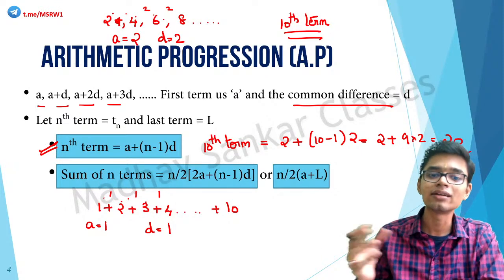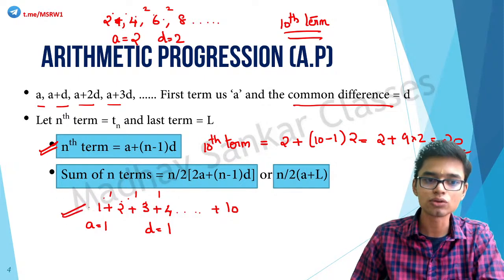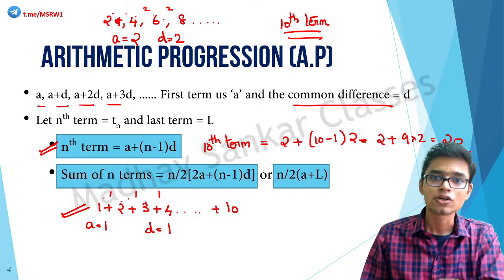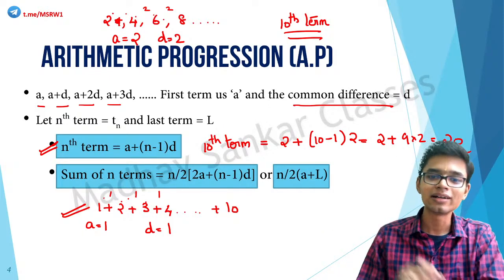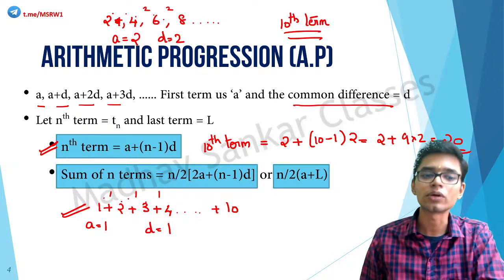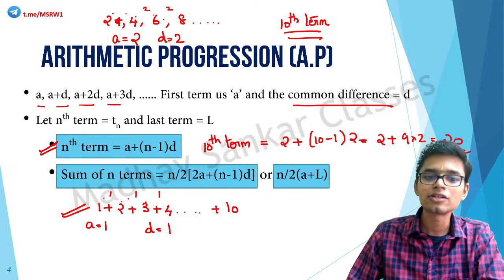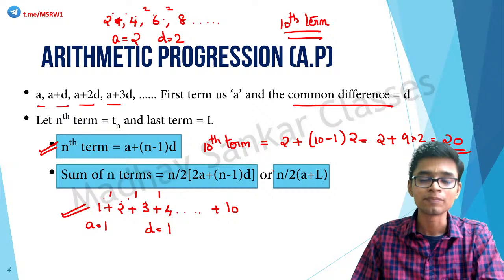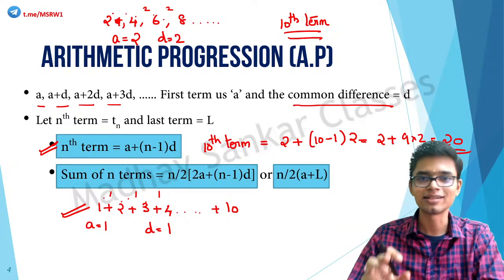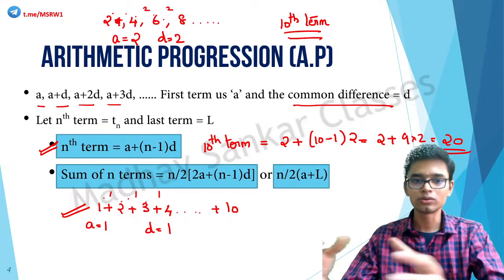Similarly, for the sum of n terms, we can consider another series: 1, 2, 3, 4, 5, 6, 7, 8, 9, 10. How would we find the sum of this series? Earlier we studied a shorter, general formula. But in an arithmetic progression, the sum of n terms is given by the formula n by 2 into 2a plus n minus 1 into d, or n by 2 into a plus l. Don't worry, this is very easy actually. We will look into both these formulas.